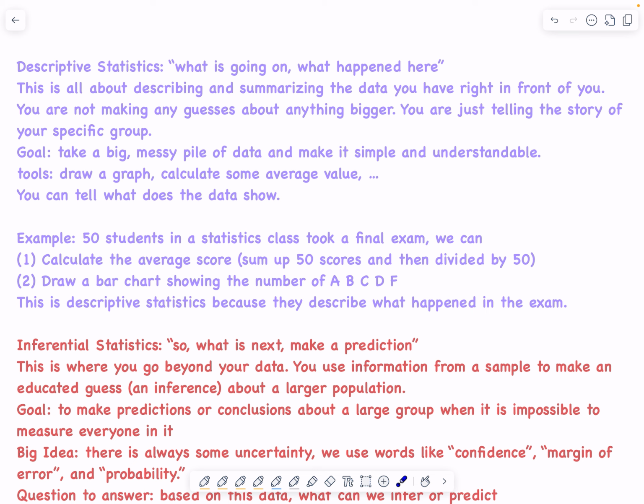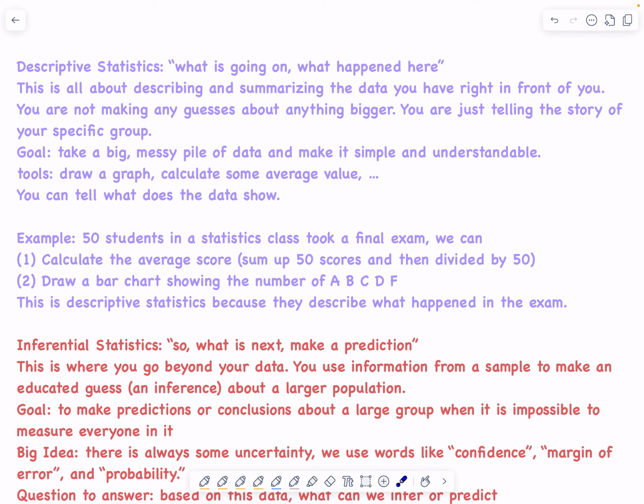So basically, you are organizing. You are doing the very first step, sorting the data to make it easier to read and easier to understand. You can sort them, and then you can draw a graph, and so on and so forth. So my example is 50 students in a statistics class took a final exam. Number one, calculate the average score: I add up all 50 scores and divide by 50 to find the class average. And the second one, draw a bar chart showing the number of A, B, C, D, and F.